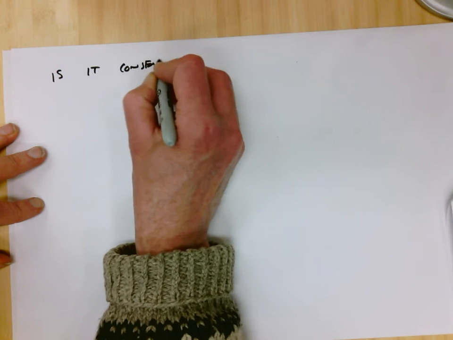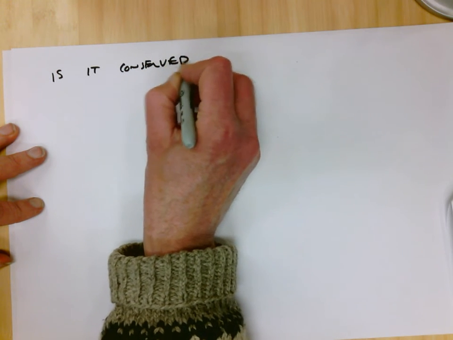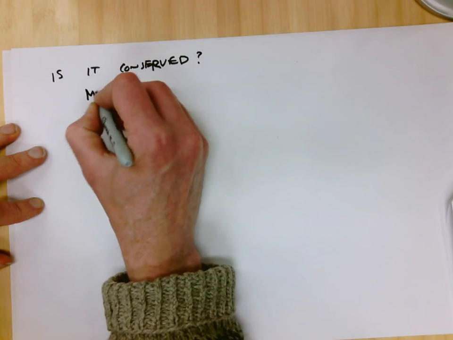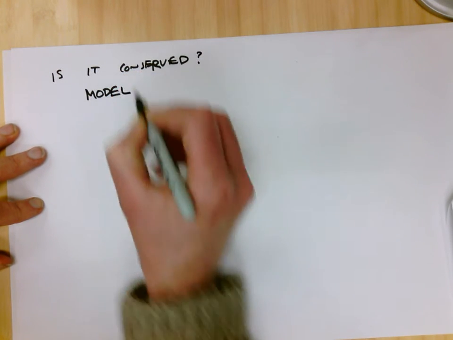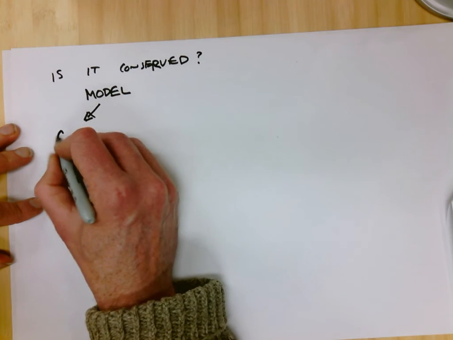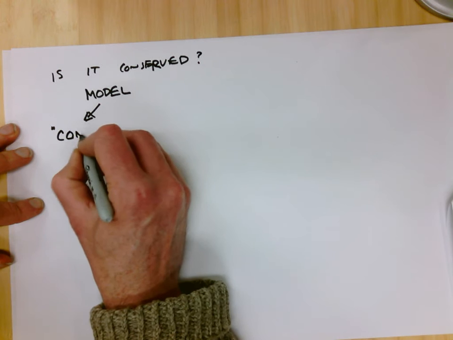And to answer that question, we really have to think about the model that we've built and ask the question, what kinds of interactions are there in the model, right? So in the model, you can have two kinds of interactions. One type of interaction is what's called a conservative interaction.